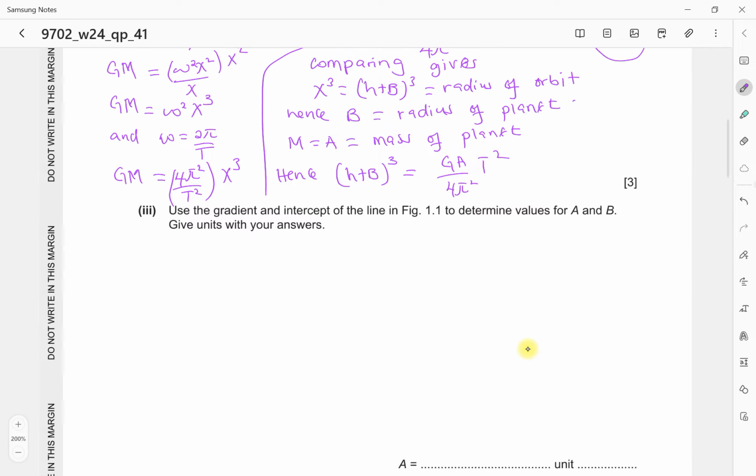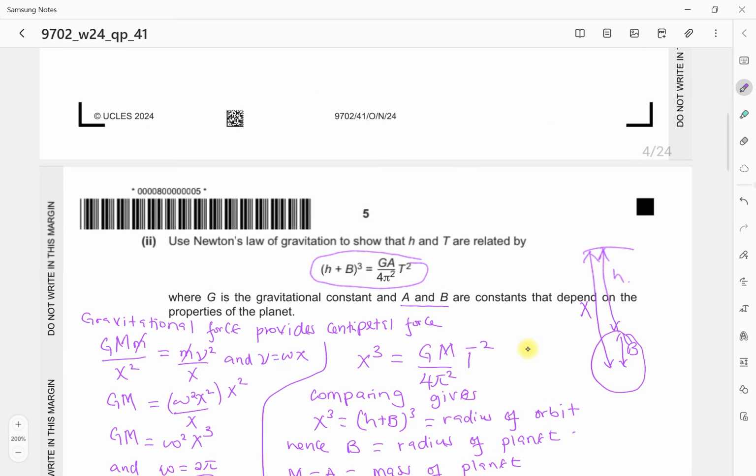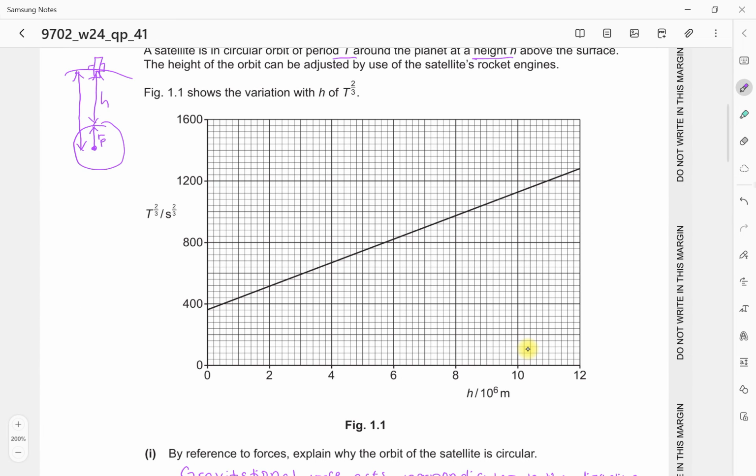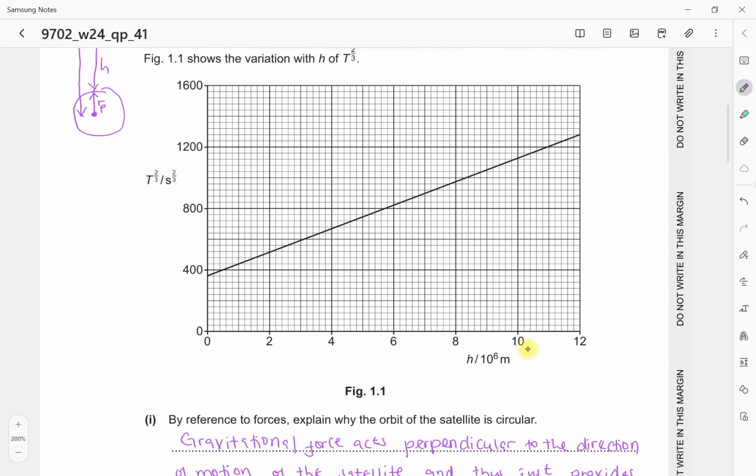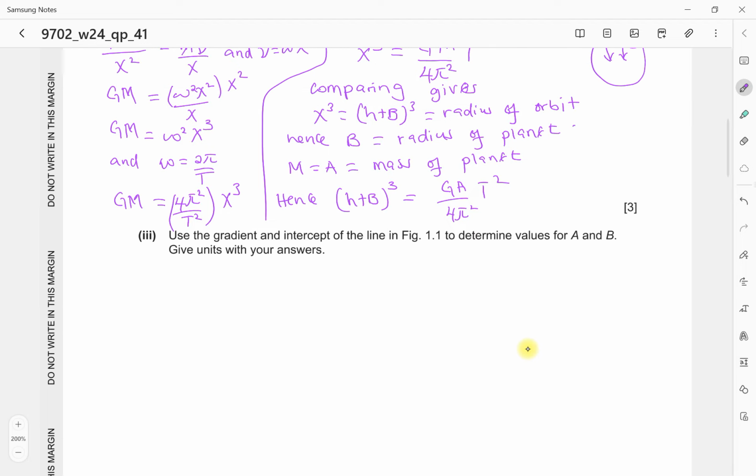So looking at this equation here and the graph which has been plotted, the graph is T to the power 2 over 3 against h. So I will try to manipulate this equation to make T to the power 2 over 3 the subject. So we have that (h plus b) cubed equals G A, which is the mass, divided by 4 pi squared T squared. So I find the cube root first. I'll have that h plus b equals (G A over 4 pi squared) to the power of 1 over 3 times T squared to the power of 1 over 3, which becomes 2 over 3. That is finding the cube root, both sides.